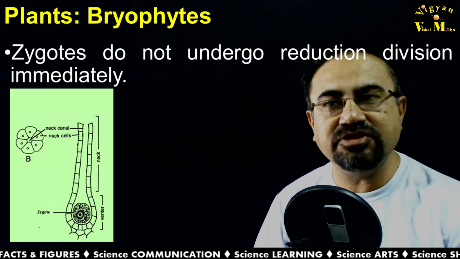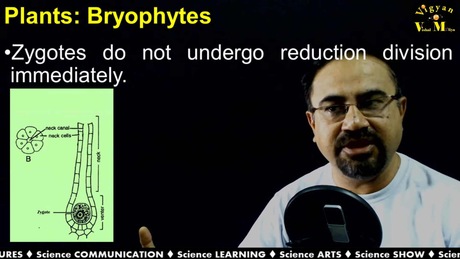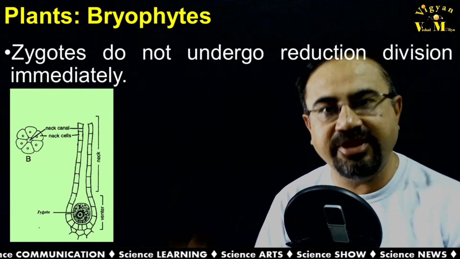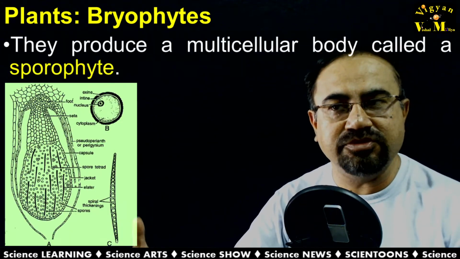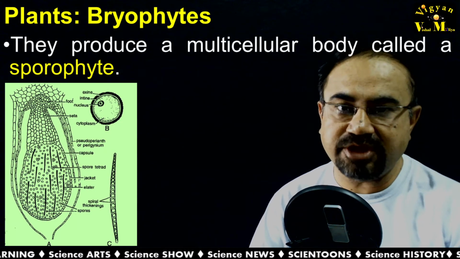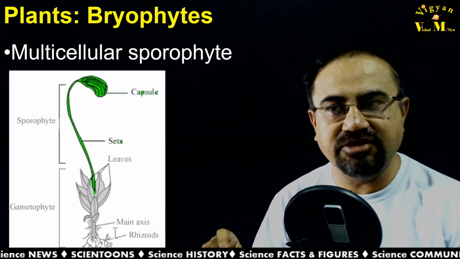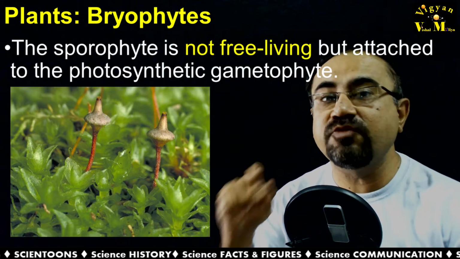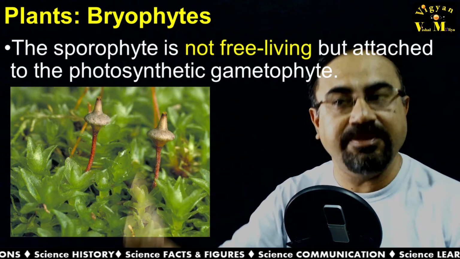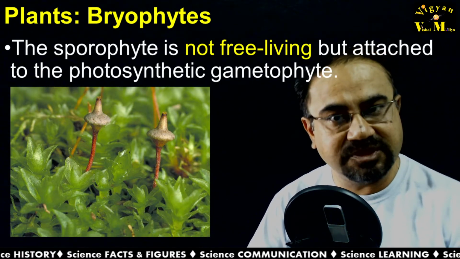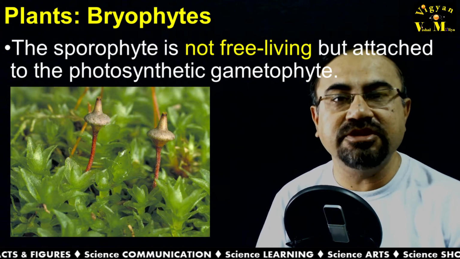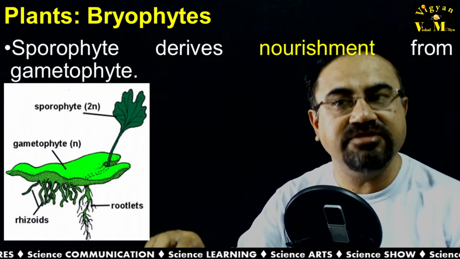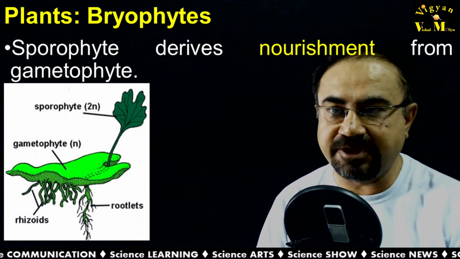The zygote does not go immediately for the reductional division, but it waits or goes for dormancy for a while, and then it ultimately produces a multicellular body, which we call sporophyte. This sporophyte is a multicellular structure, and it is not free living. It is dependent on the gametophyte for the photosynthetic product, I mean the food, water and minerals. So in another way you can say the sporophyte derives nourishment from the gametophyte.